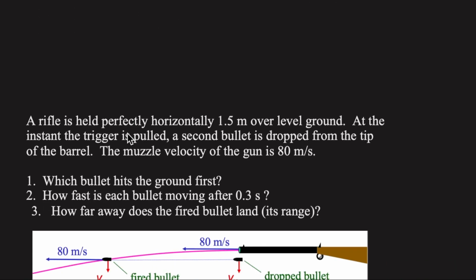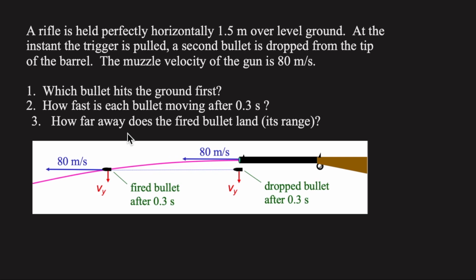So for our first problem, a rifle is held perfectly horizontal 1.5 meters over level ground. At the instant the trigger is pulled, a second bullet is dropped from the tip of the barrel. The muzzle velocity of the gun is 80 meters per second. The first question is, which bullet hits the ground first? Second, how fast is each bullet moving after 0.3 seconds? And how far away does the fired bullet land, its range?